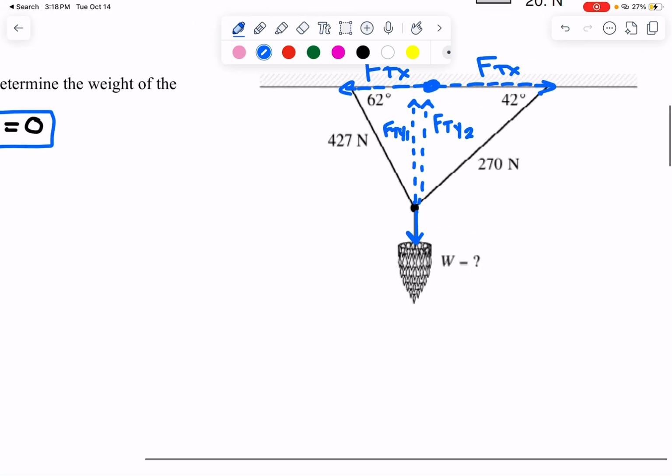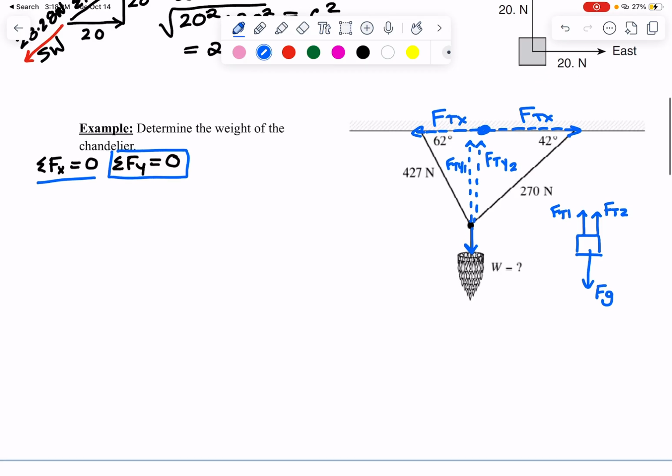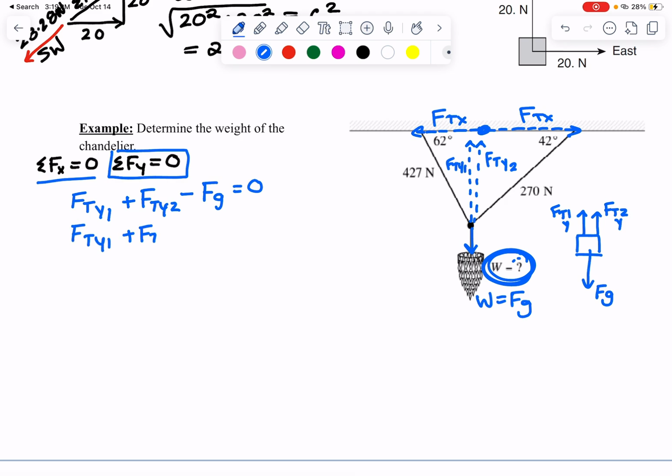So I'm going to make a more simple free body diagram. We've got this FT1, and this FT2, and we've got the weight of this down, which would be FG. I'm going to call these FTY, FTY. I'm going to write a very simple equation for this: FTY1 plus FTY2 minus FG will equal 0. And this is asking me for weight, and weight is equal to FG. They're the same thing. So now I know that if the net force is equal to 0, FTY1 plus FTY2 is going to be equal to FG, which will be my weight.